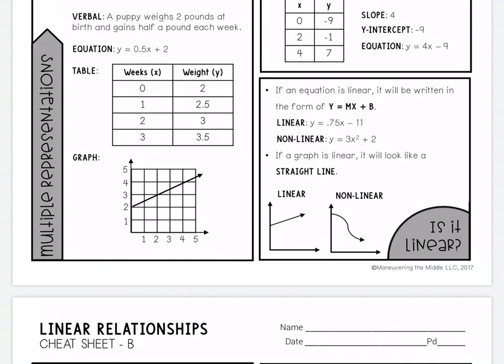So remember, when we're dealing with linear lines, it's a straight line, and it will be in the form of y equals mx plus b if it is in equation form, or if it's on a graph, it will be a straight line either going straight up or straight down from the y and x axis.